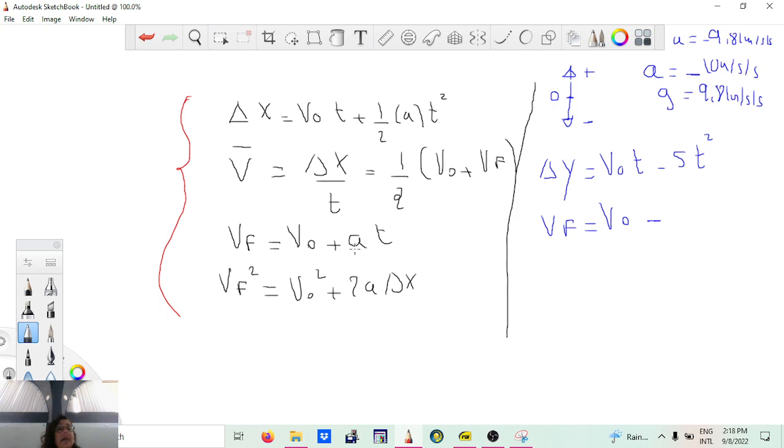Not negative 10. Acceleration is negative 10. So it's going to be negative. Why 5? 5 is half of 10, right? So substitute a by negative 10. So what do you get?